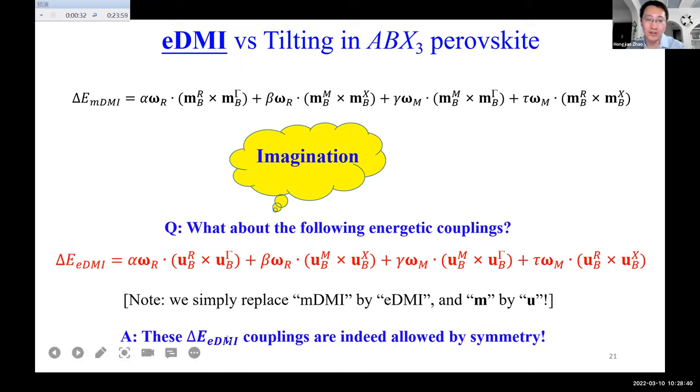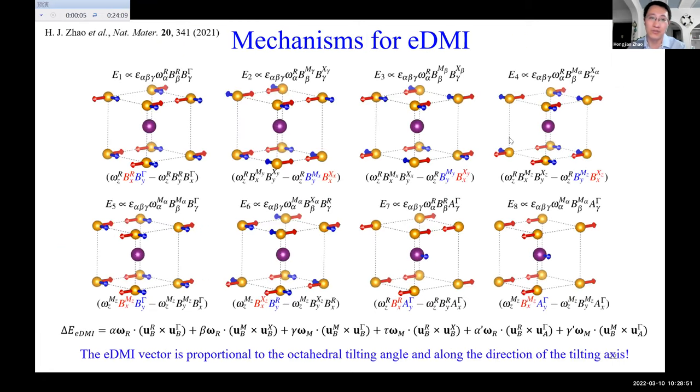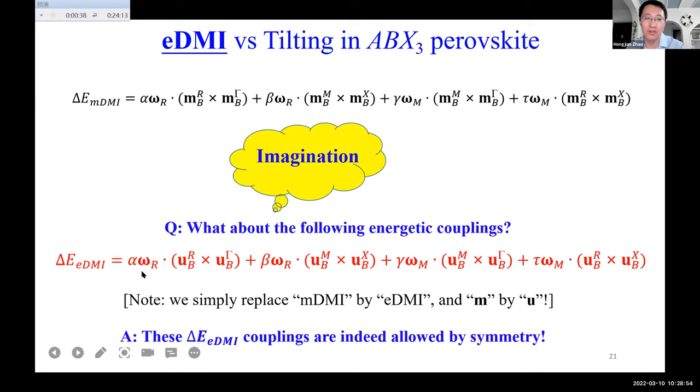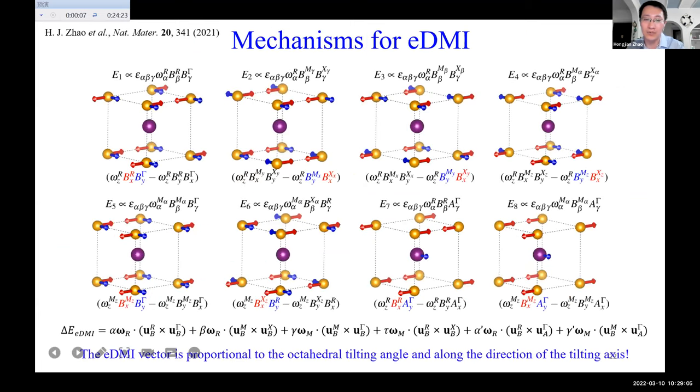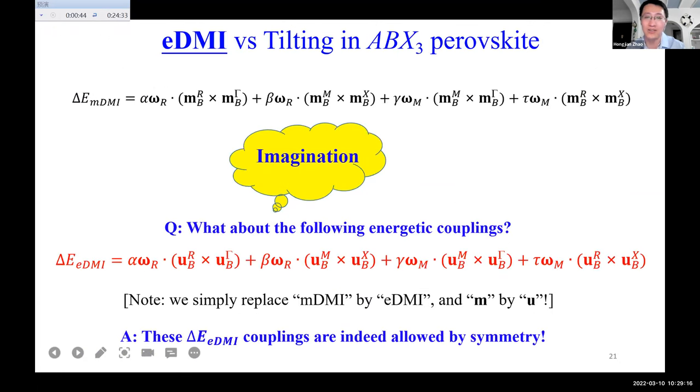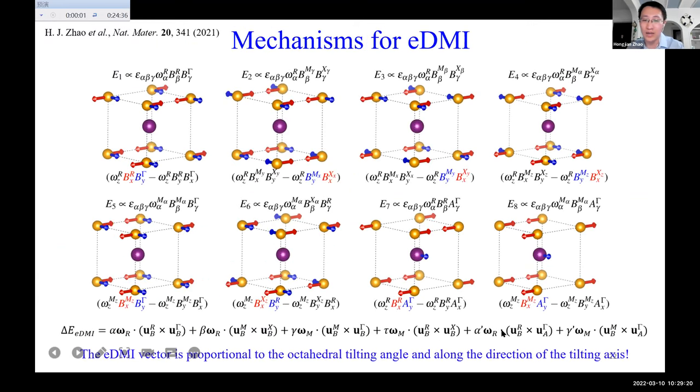Typically the answer is that these electric DMI couplings are allowed by symmetry. In our work, we have developed 12 mechanisms for electric DMI. For the couplings involving octahedral rotation and some dipoles, there are eight different terms, and these eight terms can be summarized in a compact formula in this way. You will see the first two terms are exactly the same as what has been proposed by Professor Bellaiche for the magnetic case. We have also discovered two additional terms, which have also been observed in magnetic cases, so I haven't shown them in this slide.